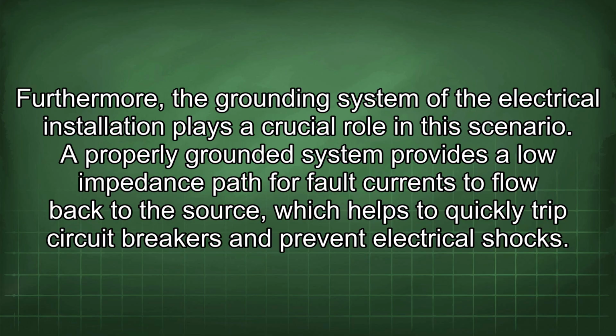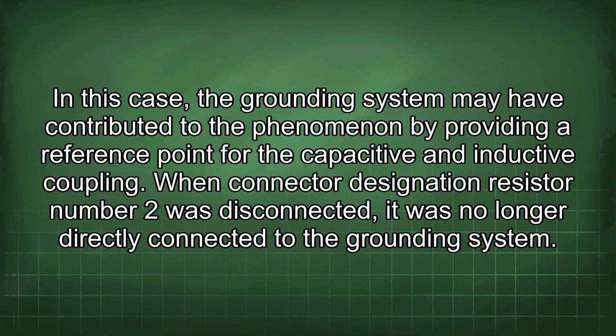Furthermore, the grounding system of the electrical installation plays a crucial role in this scenario. A properly grounded system provides a low impedance path for fault currents to flow back to the source, which helps to quickly trip circuit breakers and prevent electrical shocks. In this case, the grounding system may have contributed to the phenomenon by providing a reference point for the capacitive and inductive coupling.